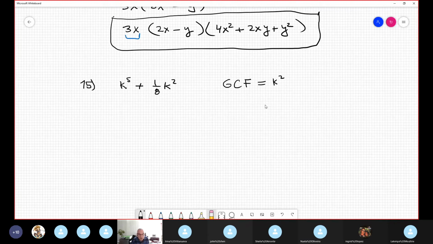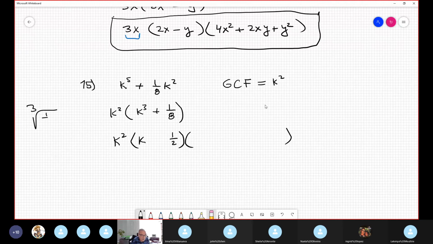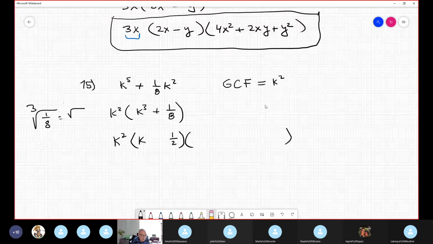GCF is super easy. You take the smaller exponent, that's it, and you factor out. You have K squared outside, because 2 plus 3 is 5, and 2 plus 0 is 2. Then 1 over 8. Now, the expression inside the parenthesis is a sum of cubes. So K squared I bring down, and separate in two parentheses. This is K, and this is 1/2, because I know the cubic root. 1 over 8 is the cubic root of 1 over the cubic root of 8.